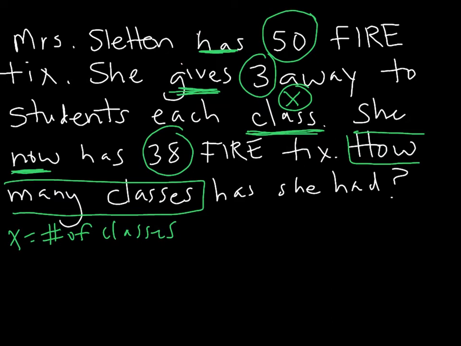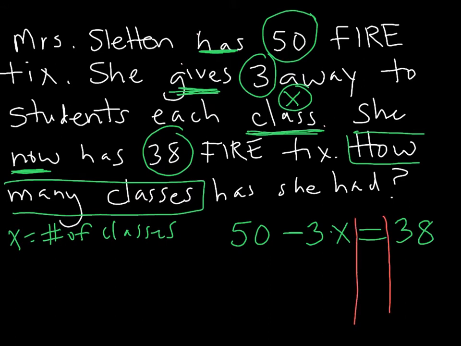All right, so I'm going to start with the 50. That's where she starts. And then she gives, that's minus 3 every class, so that's 3 times x. And now, here's my new total, she has 38 after giving those away. So here's my equation. I'm going to start solving it, so draw my railroad track. I want to get rid of the 50 first, so I'm going to subtract 50 from both sides.